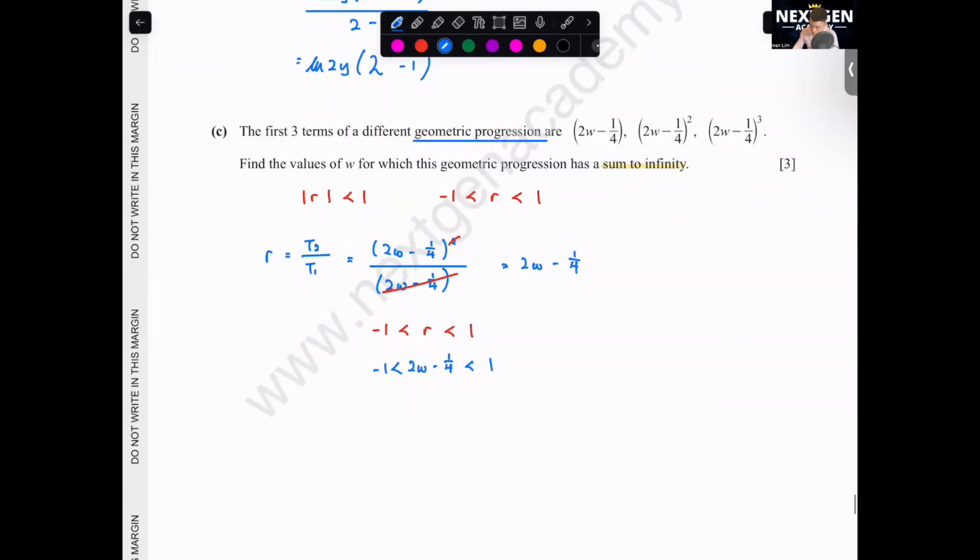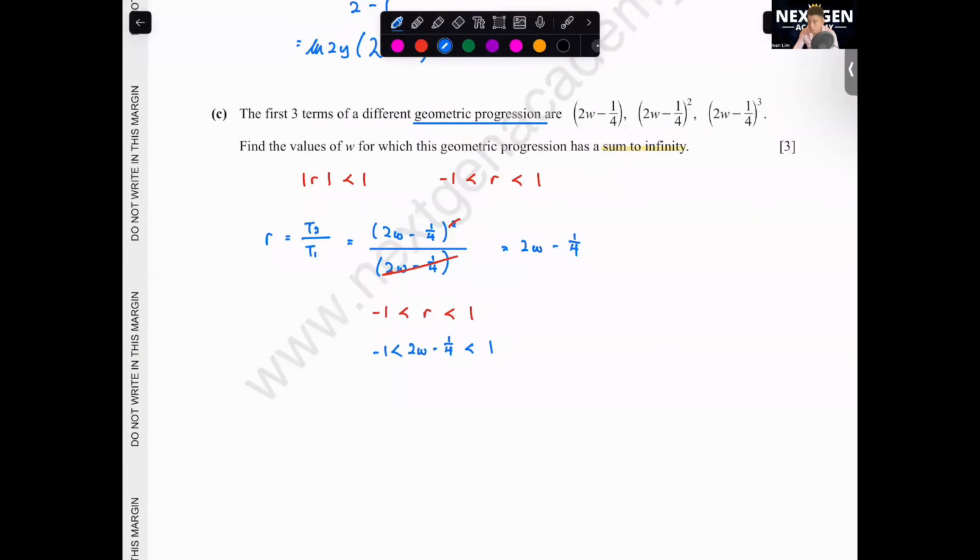All right, so okay, this is what I like to do. I want to find w. So 2w, this one I plus 1 over 4 first. Plus 1 over 4. So here you get -3 over 4 and 5 over 4. Then you divide by 2. You will get here -3 over 8, 5 over 8.